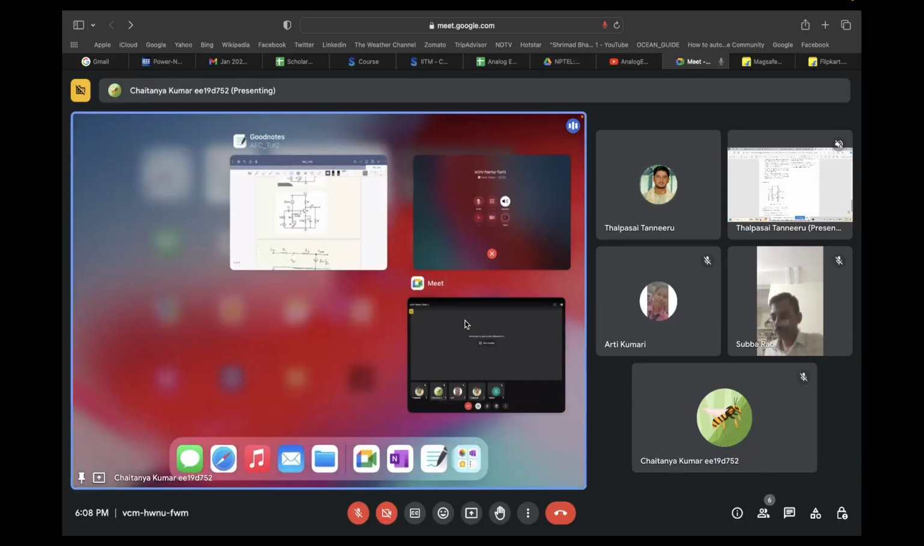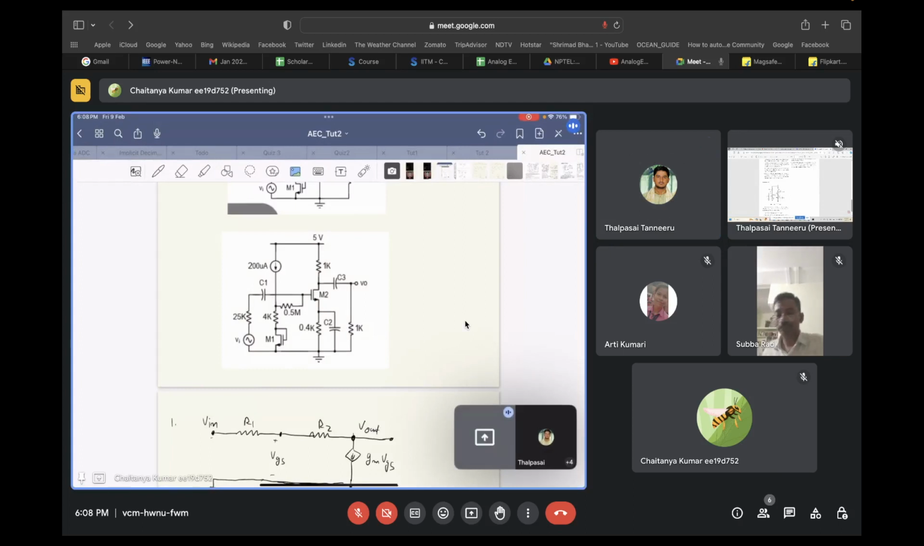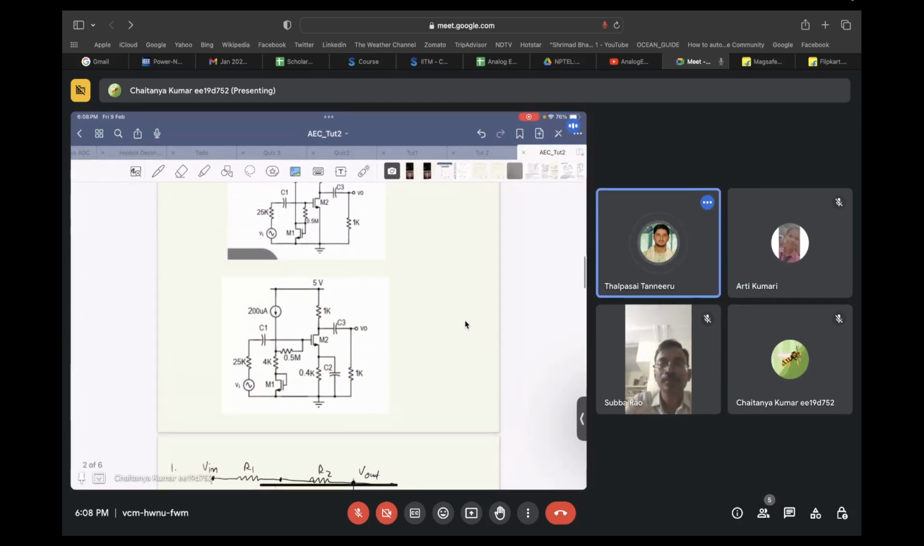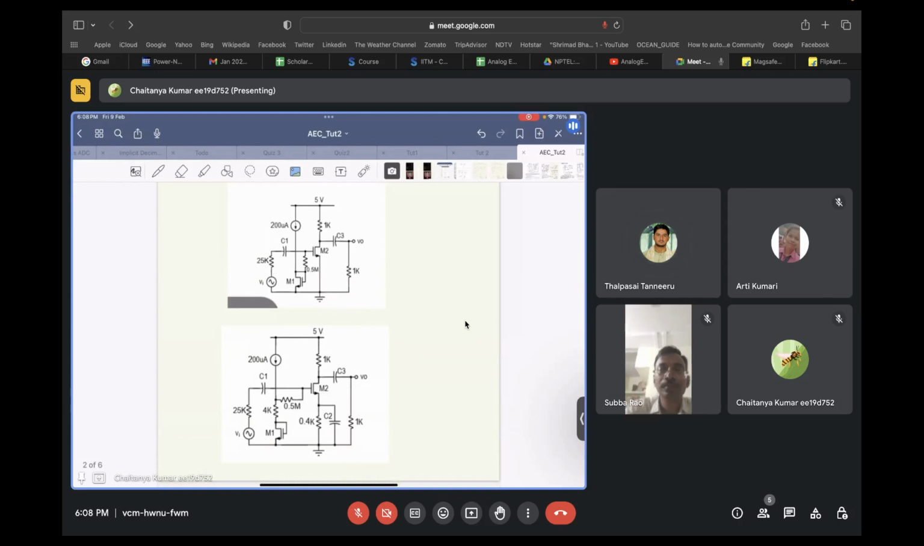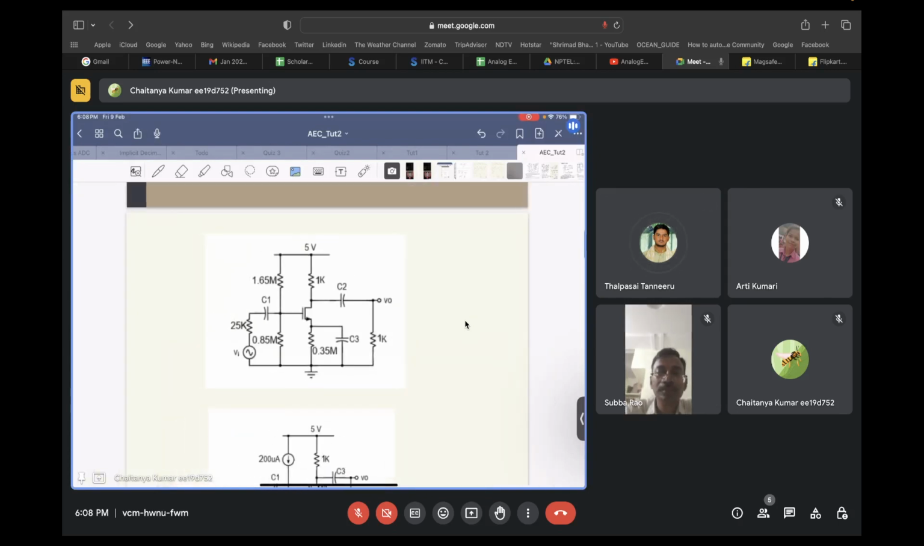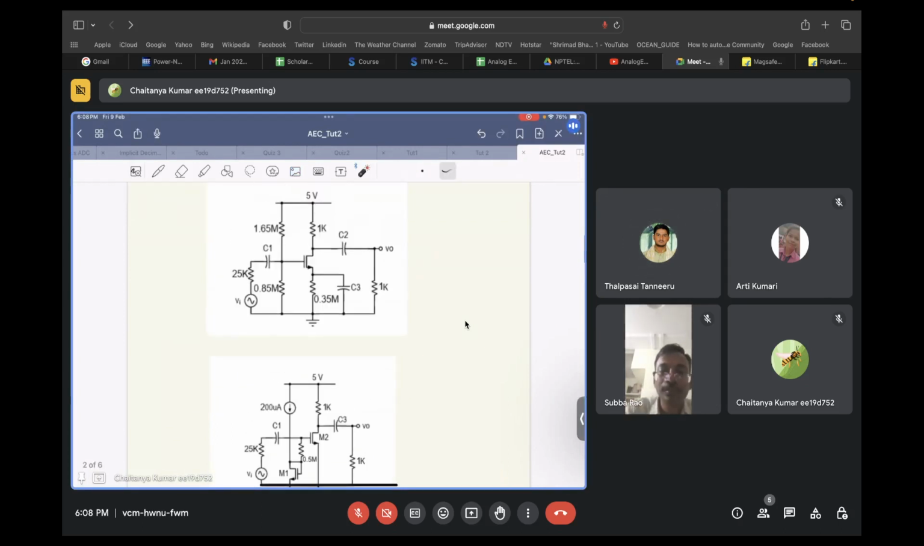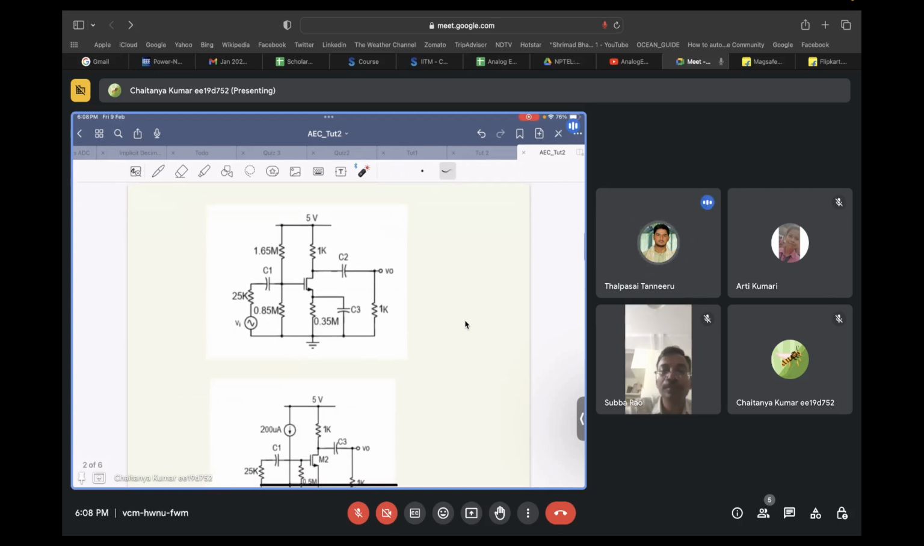Okay, now I suppose my screen is visible to you, right? Yes, sir. Okay, so let's go through them one by one. The first circuit that we have is a common source circuit. In fact, all of these are common source circuits. How is it a common source circuit?